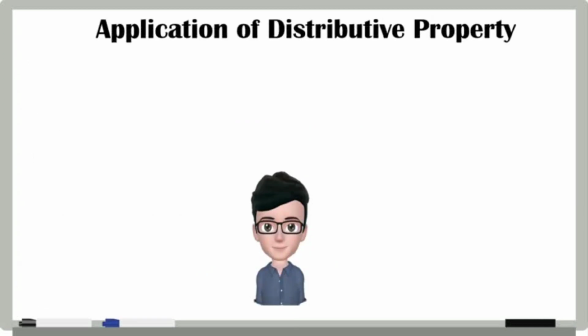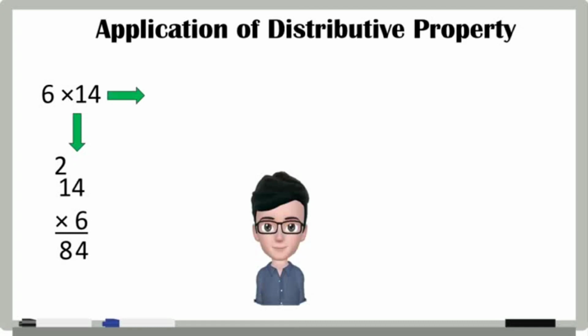Now, what is the application of the distributive property? For example, we have 6 times 14. In the usual way, we use vertical multiplication. So 6 times 4 is equal to 24. 4 carry 2. 6 times 1 is equal to 6 plus 2 is equal to 8. But I am sure that some people have another way of solving that mentally.